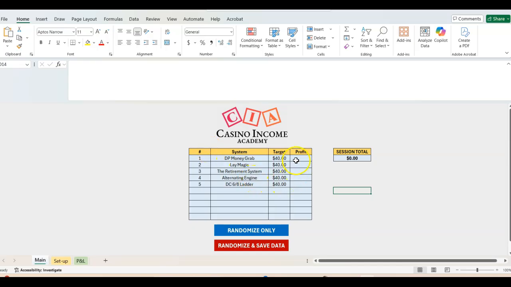And the way that we have it set up now, we're going to try to play DP money grab first, and we're going to try to make $40. This could be $20, this could be $15, this could be $10, whatever. You do what you want to do. So now let's say we finished this and we made our $40. And the lay magic made $47 because you're never going to make exactly, right? And this one made a little less, but we said it was close enough, and we made 35, and we quit.